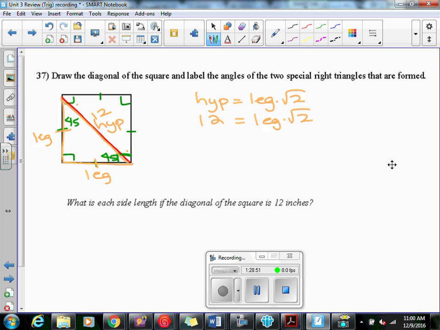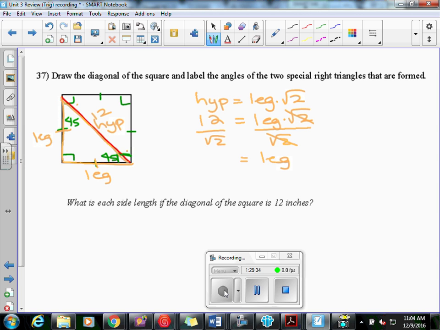Now, what do you have to do if you want to find the length of that leg? Divide both sides by square root of 2. So we have 12 equals the length of the leg times the square root of 2. So we're going to divide both sides of this equation by the square root of 2. On the right side, the radicals cancel out, which leaves you with the length of the leg. But on the left side, we have a problem, because remember, you cannot leave a radical in your denominator.